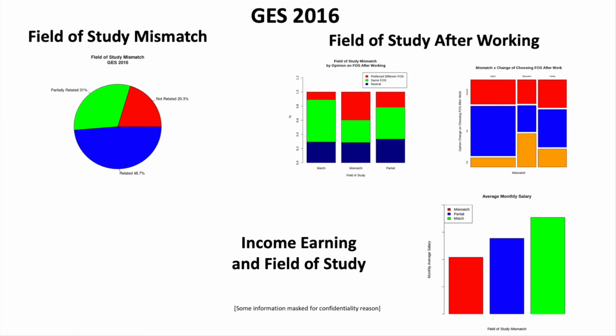By comparing the average earnings for these three groups, you can see that there's an increment here. Those in the mismatch group will earn the lowest, followed by those working in a partially matched job, and the matched job in general will earn a higher income.